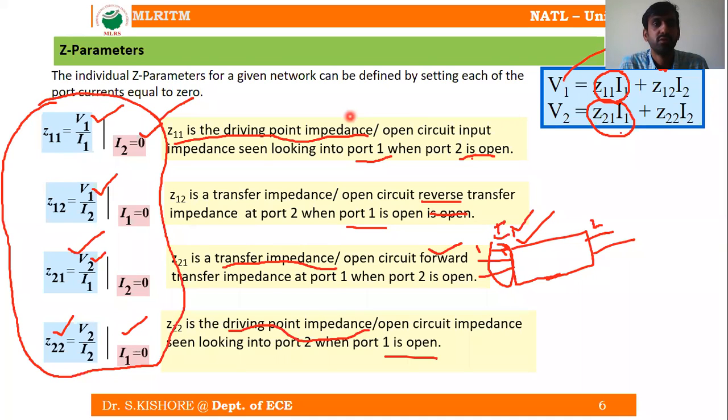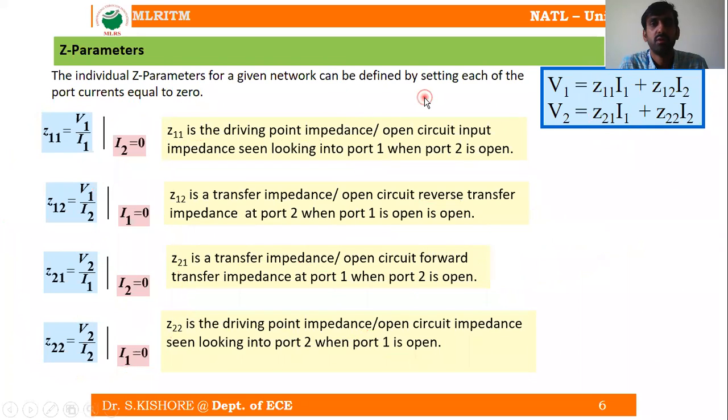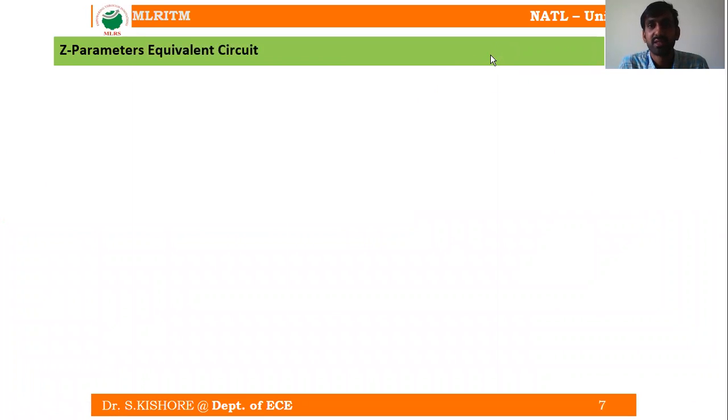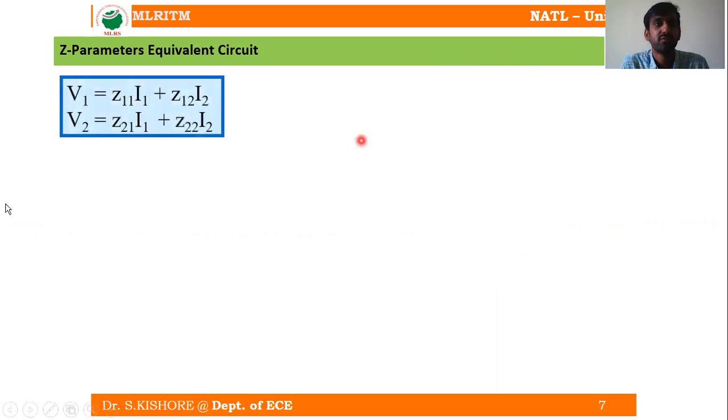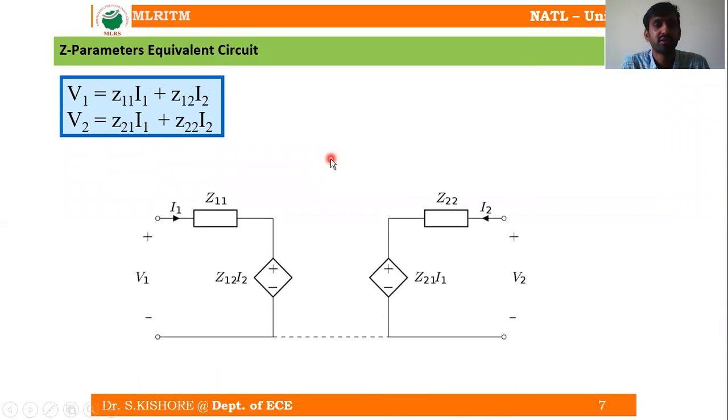So now let us draw the equivalent circuit for the obtained equations. What could be the equivalent circuit? It's very simple. If we look into the equations of the Z parameters, we know that V1 is equal to Z11 I1 plus Z12 I2, and V2 is equal to Z21 I1 plus Z22 I2. So let us write the general two-port network circuit.